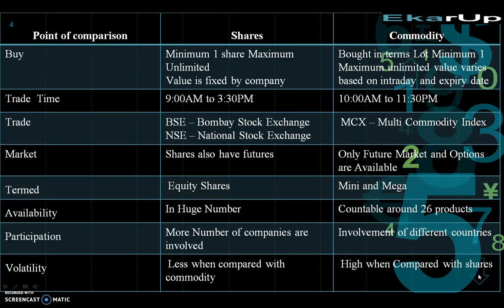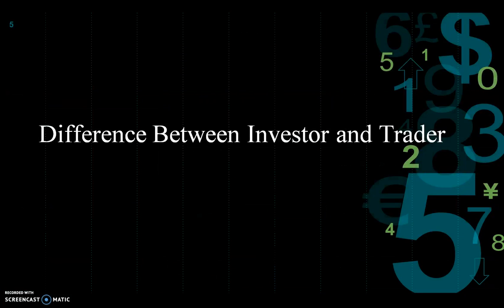Participation: more companies are involved in shares, whereas in commodity different countries are involved. Volatility is less in shares when compared to commodity, and commodity has a high level of volatility, since it is bought in lot size, hence the fluctuation goes in a different range compared to shares. So now let us look into the difference between an investor and a trader.